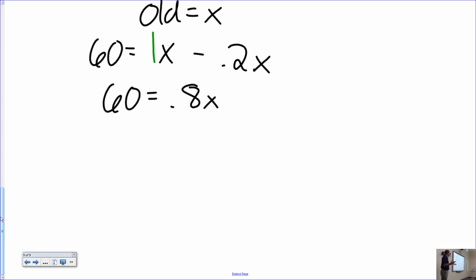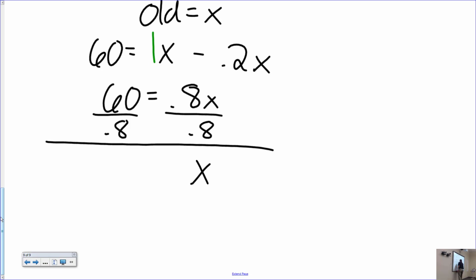And so what do I do to get x by itself in this case? Divide by 0.8. And again, here's a new reality to math, folks. To get a larger number, instead of adding, you can divide by a number that's less than 1. Right? When you take 60 divided by 0.8, what do you wind up getting? $75. And the cool thing about it is, folks, that if you take 20% of 75, 15, what's 75 minus 15? Down to the $60 that I had.